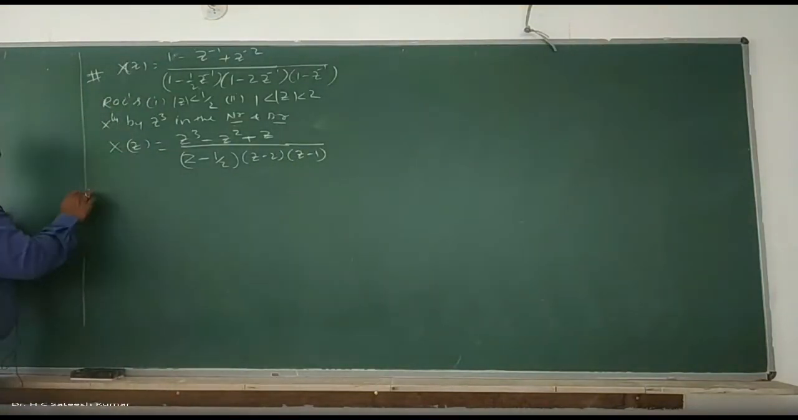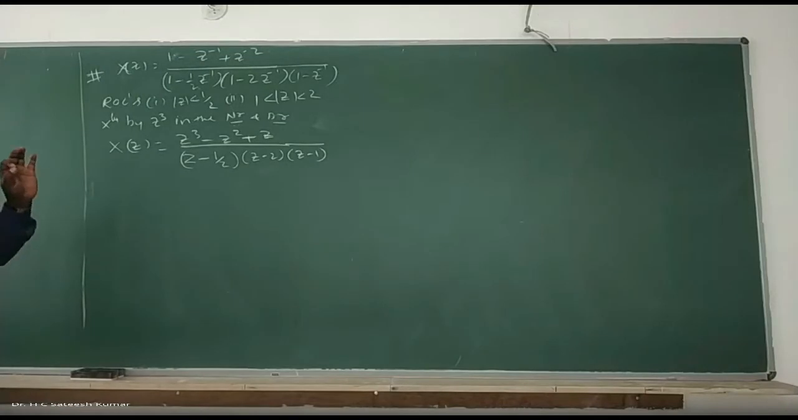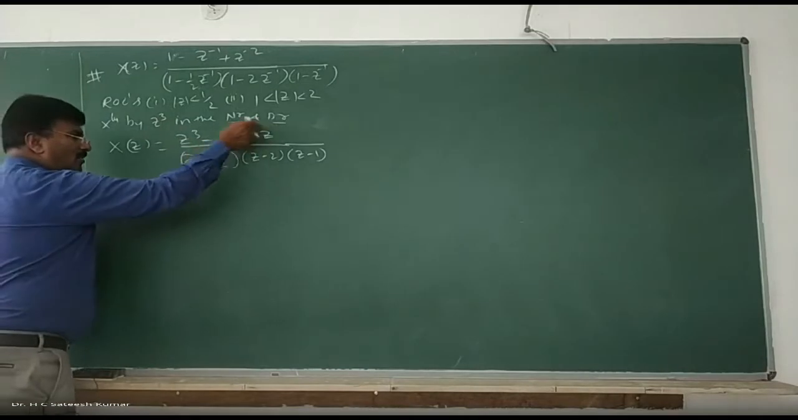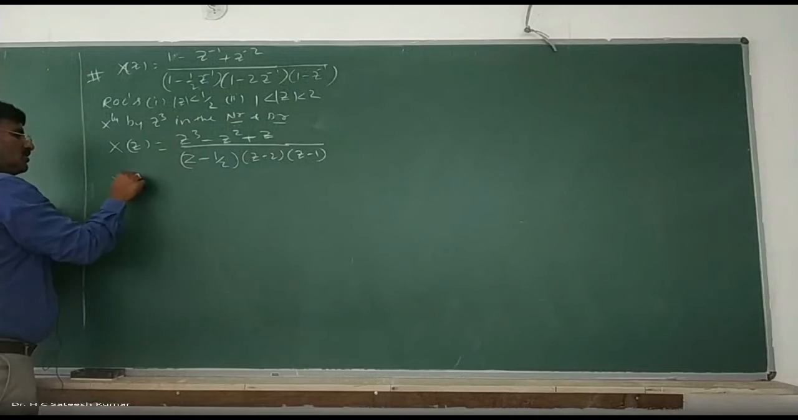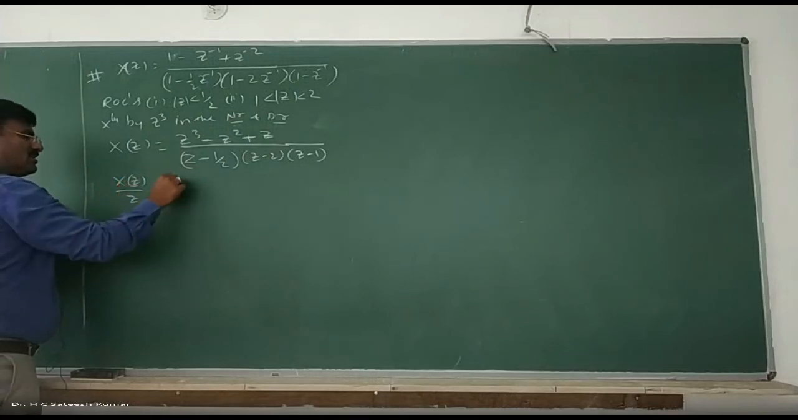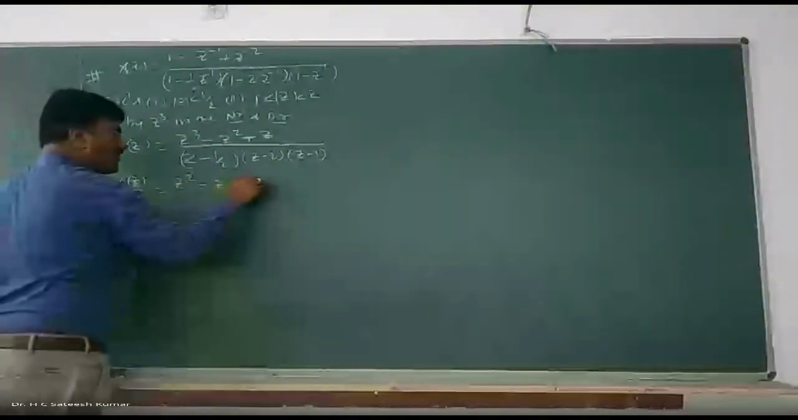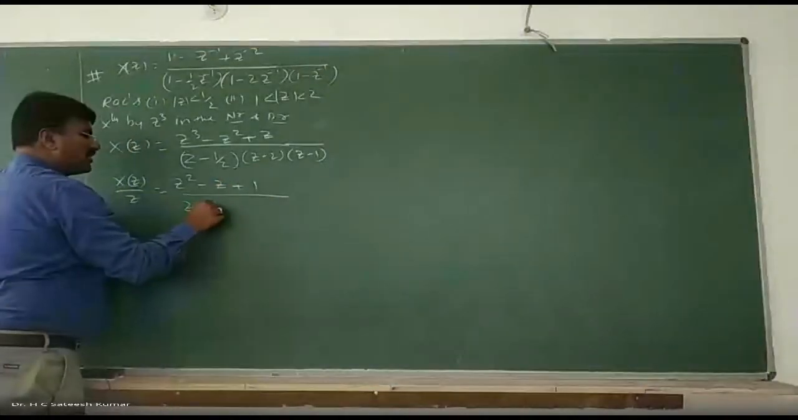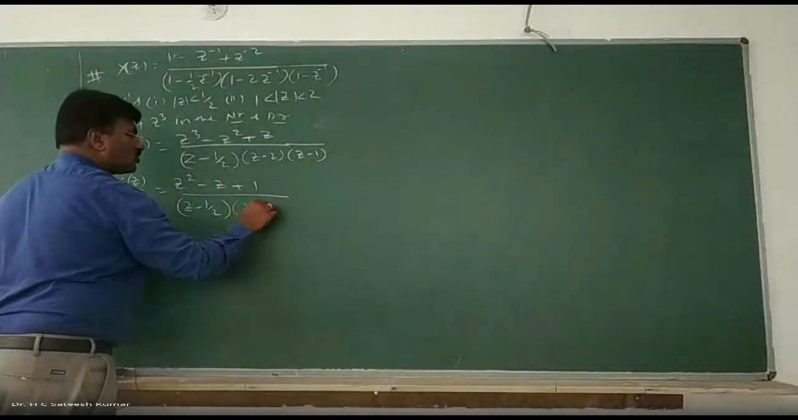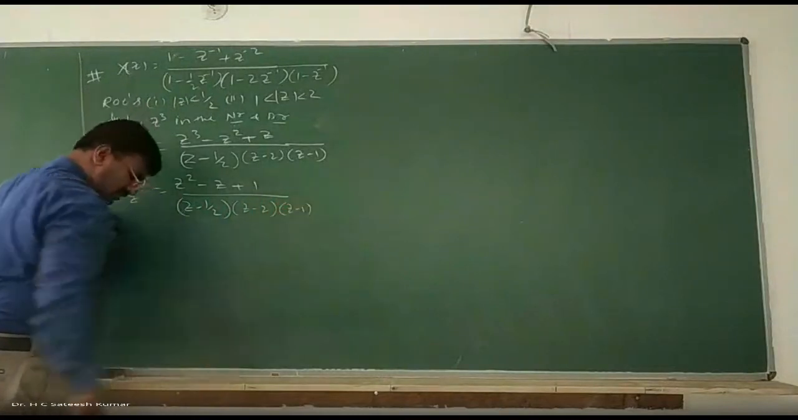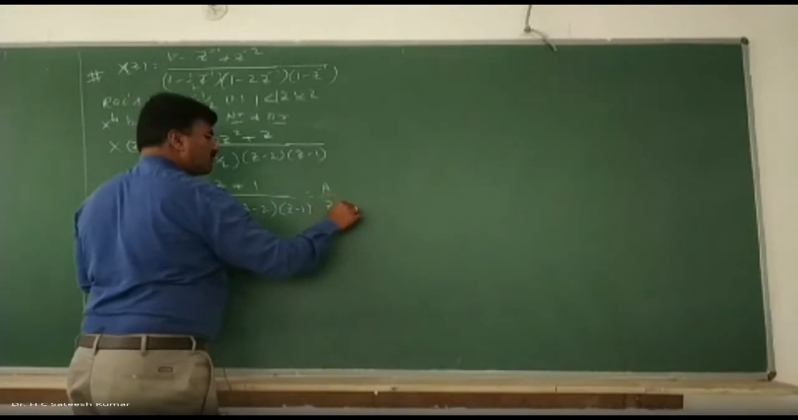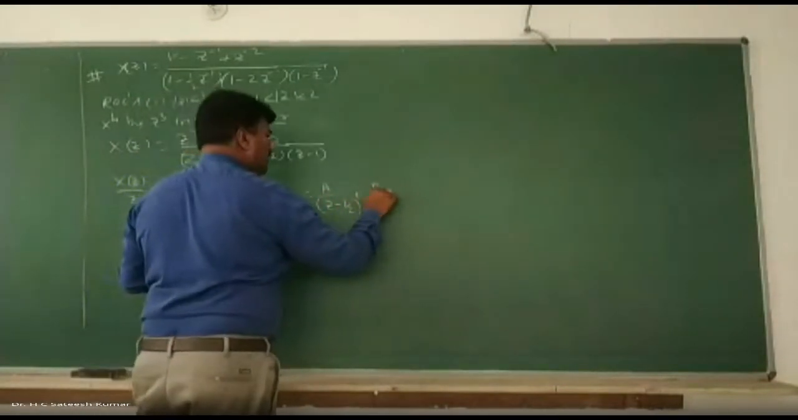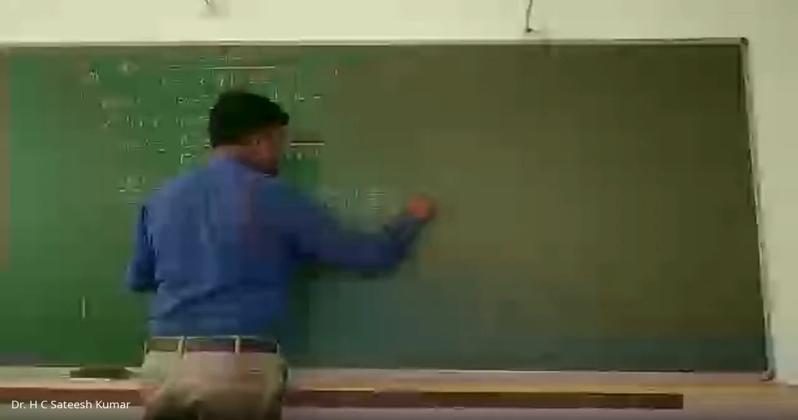Now, as I said, when you're taking the partial fraction, always take the partial fraction of X of z by z. So therefore, take one z common in the numerator so that we can transfer it to the denominator. Therefore, X of z by z is equal to z square minus z plus 1 divided by z minus half into z minus 2 into z minus 1. Go for partial fraction: A divided by z minus half plus B divided by z minus 2 plus C divided by z minus 1.